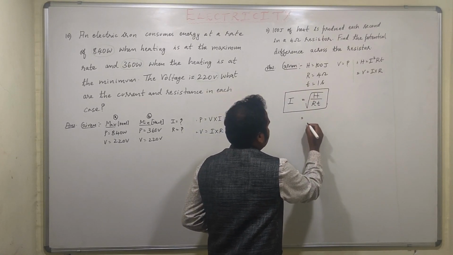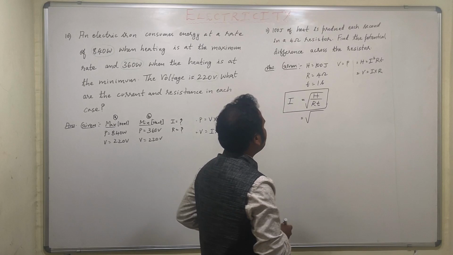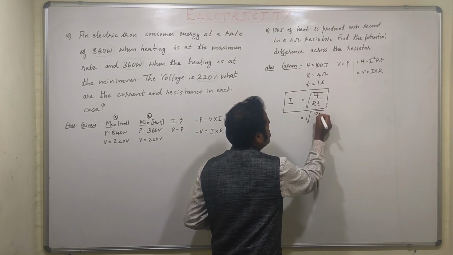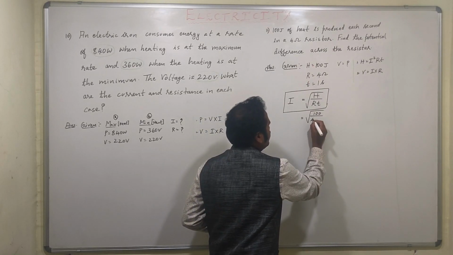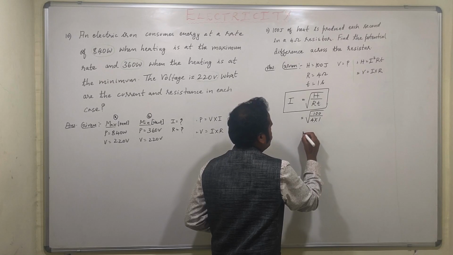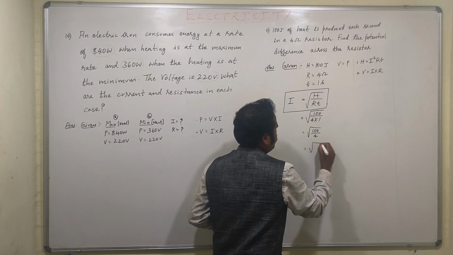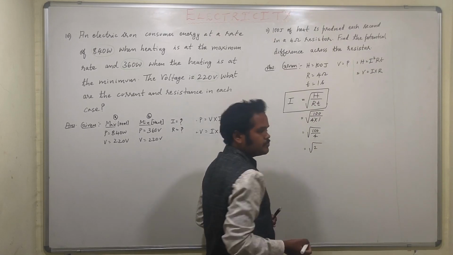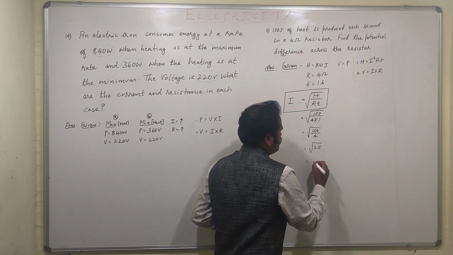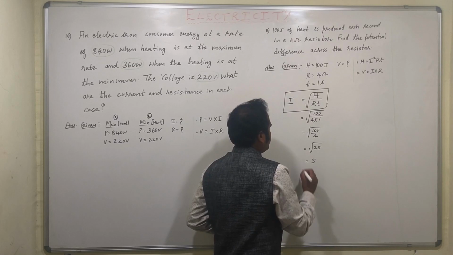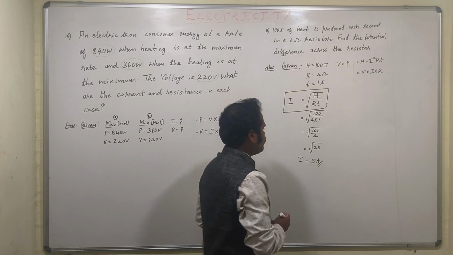Substitution. The heat is 100 joule, so we write 100 in place of H. R is resistance 4 ohm, so we write 4. Time is 1 second, we write 1. Solving this, we get 100 by 4. Solving it, 4 2s are 8, 2 0, 4 5s are 20. So we get 25. Square root of 25 is 5, 5 5s are 25. So I is equal to 5, SI unit of current is ampere, 5 ampere. So now we have found out I.